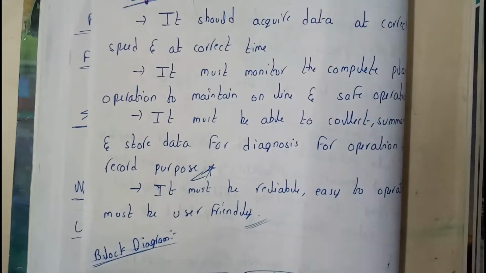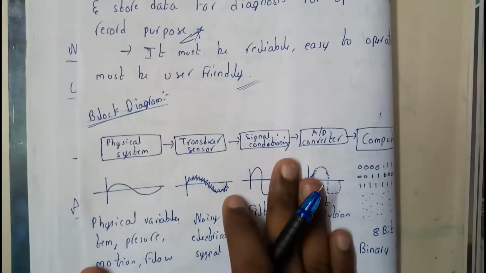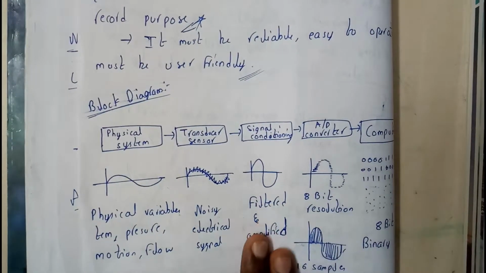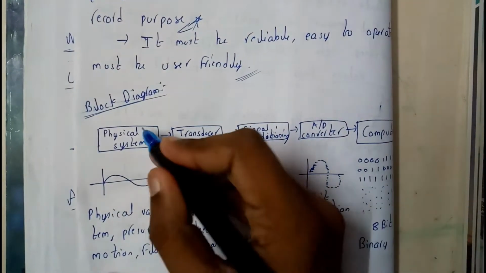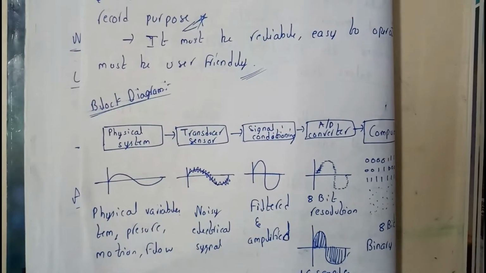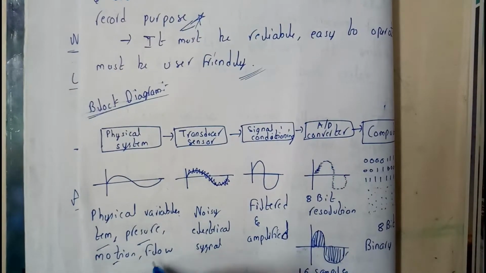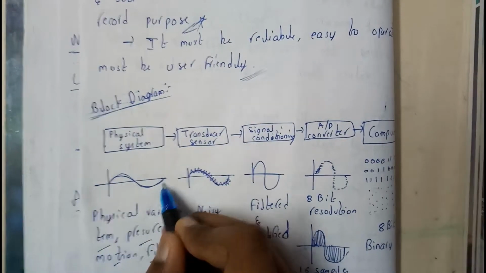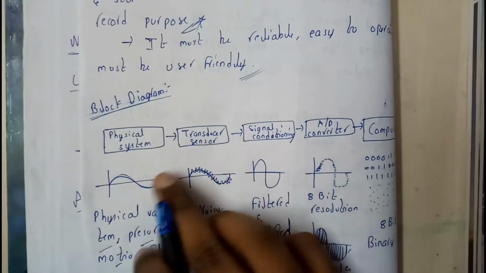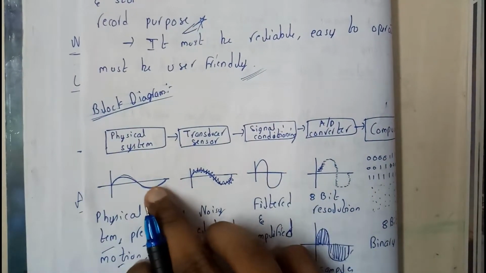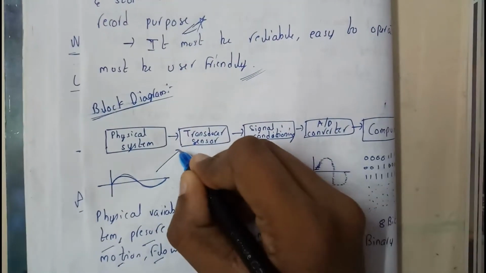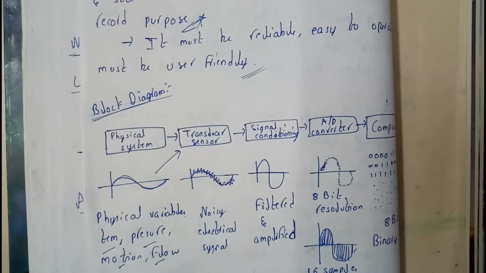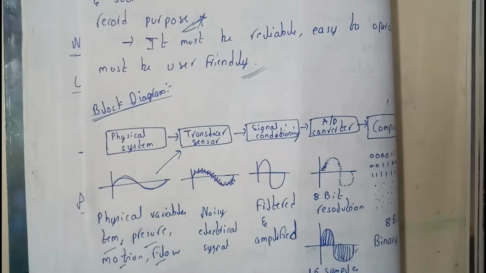Now the block diagram. I have made a simple block diagram for us. I found many block diagrams on Google, but I selected this one as it is a basic one. The physical system is just our surroundings, like temperature, pressure, motion, flow. If we assume that it is varying like this, this is a physical state. This physical state is identified by a transducer or sensor, which is a type of device that is going to detect that thing.